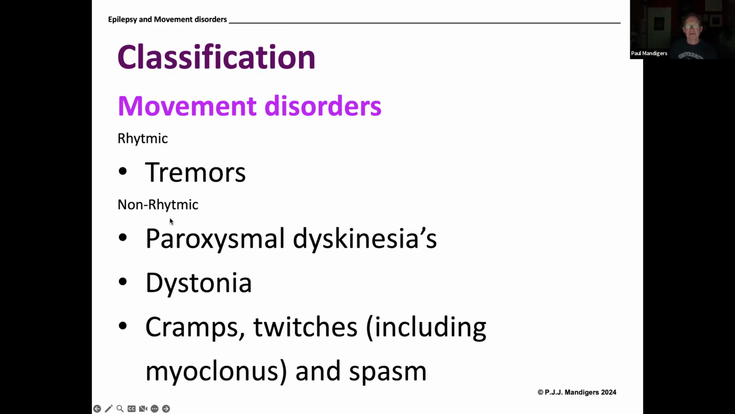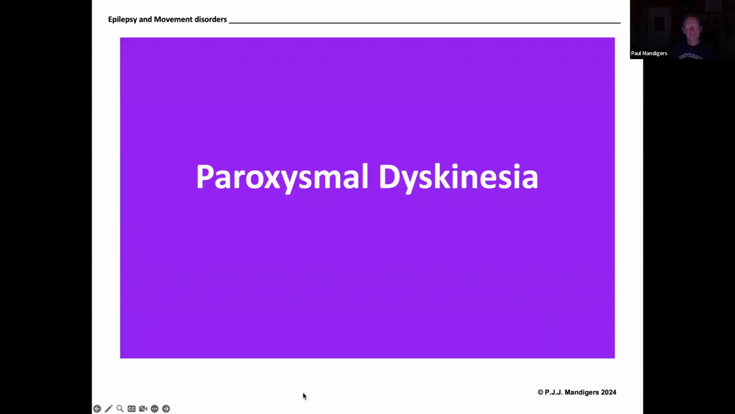arise. If we are talking about movement disorders, you have the rhythmic ones, and that's the tremors, and you have non-rhythmic ones. The biggest group is the paroxysmal dyskinesias. And actually a dystonia is just a clinical sign of a paroxysmal dyskinesia, but we sort of kept the word. And then there is this group of cramps, twitches, and spasms, and these are all, in most cases, peripheral.